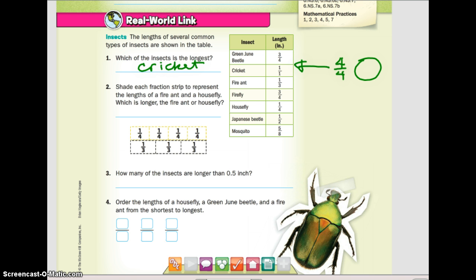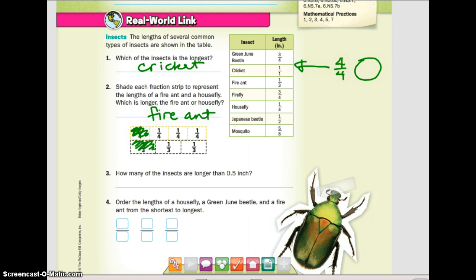Now it says shade each fraction strip to represent the lengths of a fire ant and a housefly. So the fire ant is 1/3, so we'll shade that on the bottom. And then the housefly is 1/4. So by comparison of the fractions, we know that the fire ant is a little bit bigger than the housefly.